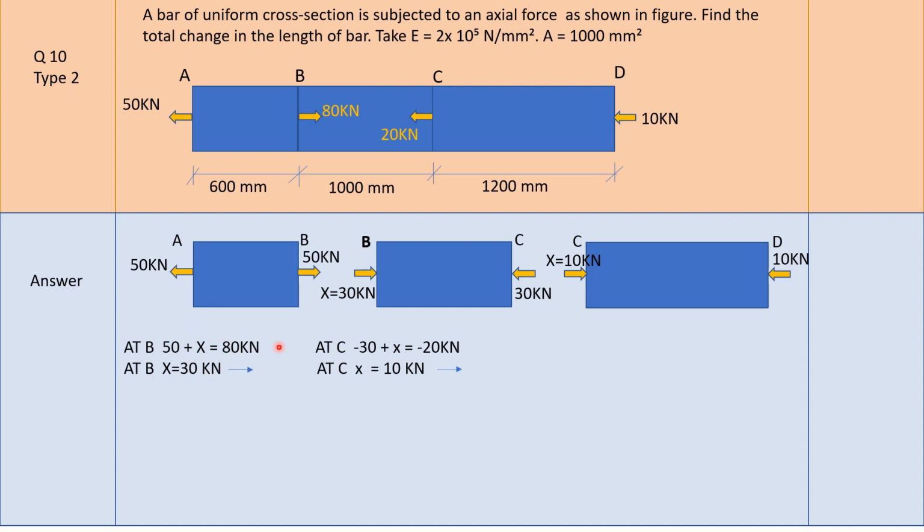If you want to write the calculations, you have to write it like this: 50 plus x is equal to 80. So x is equal to 30 kilonewton here at this B. Now here when we do the calculations, suppose I know this 30 and I call this x. This 30 is in negative x direction, so this is minus 30 plus x is equal to, this figure given is minus 20. So when this 30 comes here, it will become plus 30. So minus 20 plus 30, this becomes x is equal to plus 10.